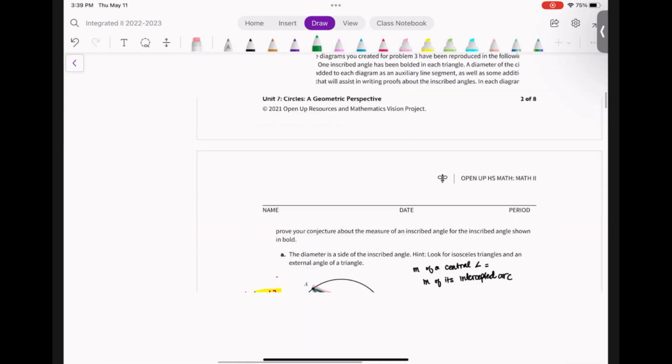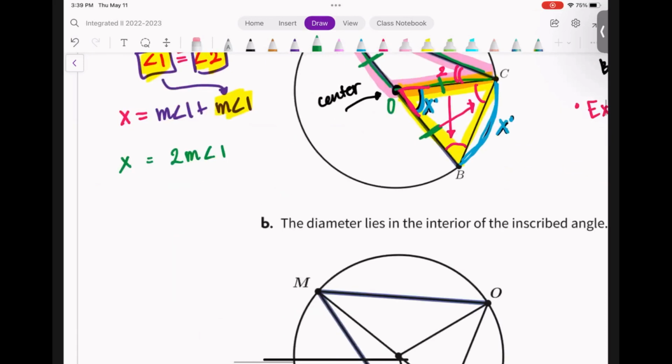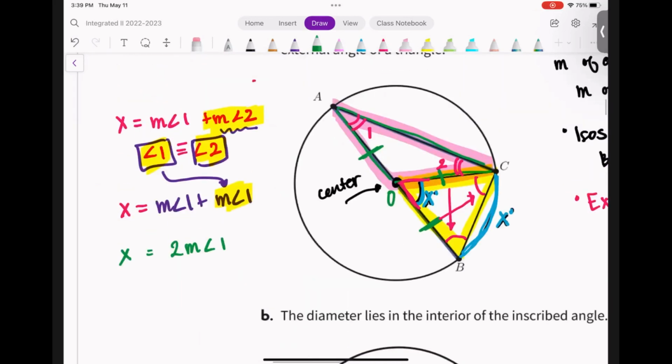And here we have the inscribed angle. Here's your inscribed angle here. And here we have the intercepted arc. So remember that x is equal to the arc and its central angle, right? So this is the intercepted arc.